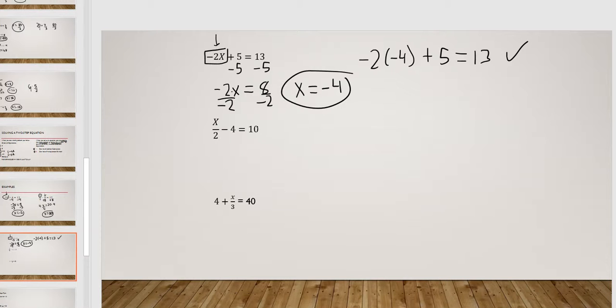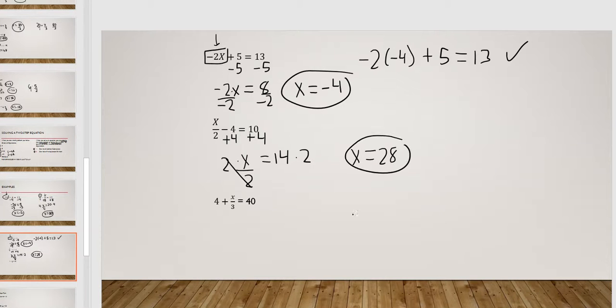X divided by 2 minus 4 equals 10. The first thing we're going to do is get rid of the subtraction of 4 by adding 4. Now we have x divided by 2 equals 14. To get the x by itself, we have to get rid of the divided by 2 by using multiplication. We times by 2 on both sides, so x equals 28.